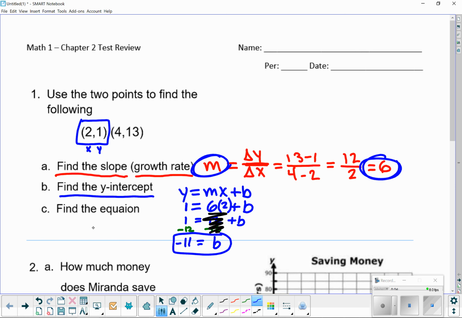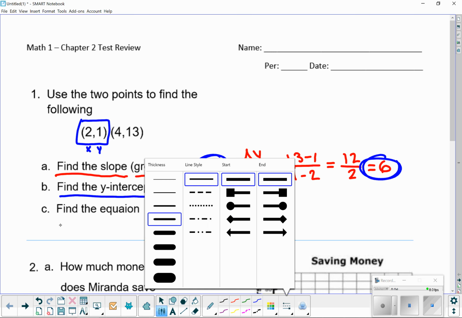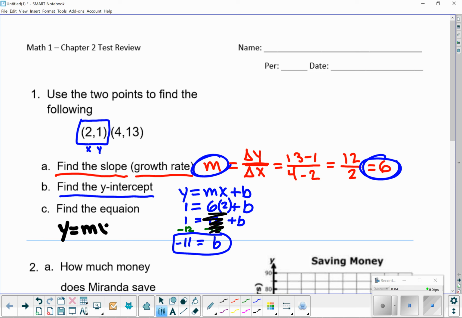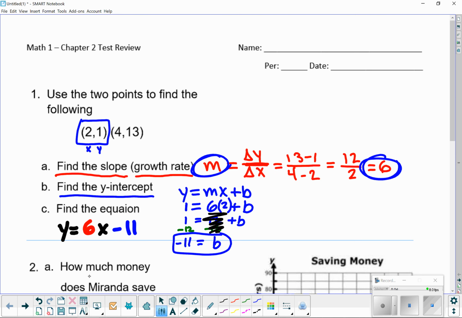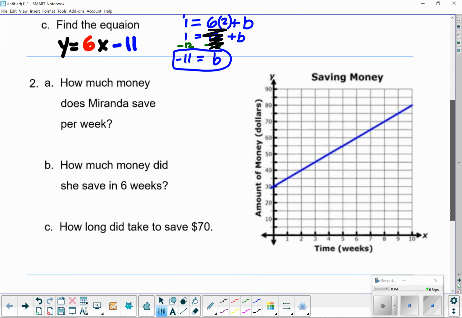Now the equation is going to be found by just using y equals mx plus b. Look, we've just found our b, which is negative 11, so instead of b, we're going to put negative 11. And instead of m, we're going to put the 6. That's it. That's your answer. That's your equation: y equals 6x minus 11. All right. Next one.